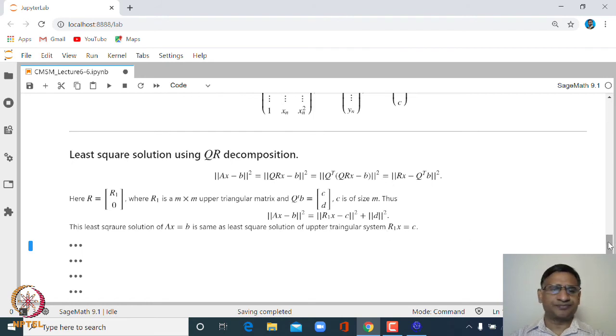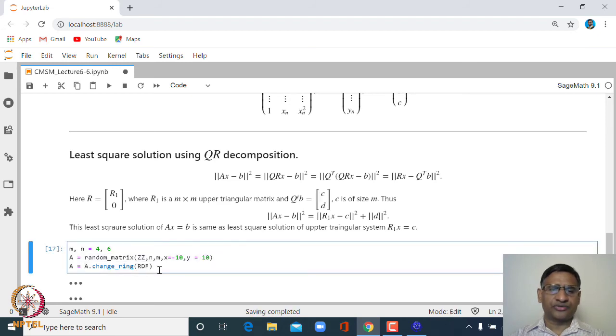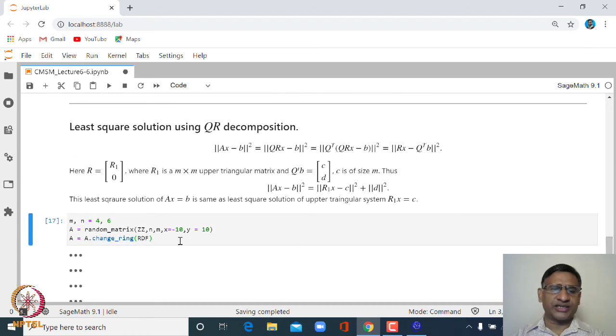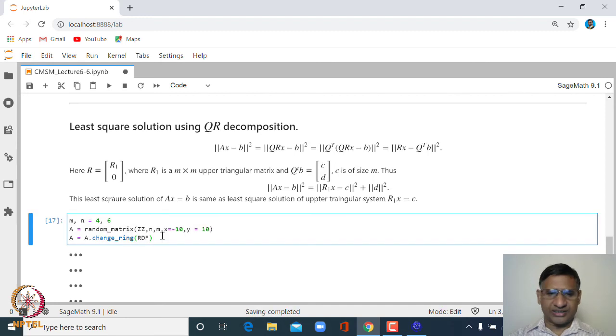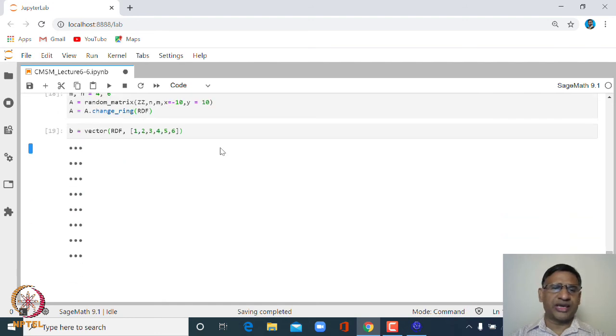So, let us see how we can solve this. Again, let us take a random 4 cross 6 matrix over the integers. Now, since we want to find the QR factorization, you may have to change the underlying domain from which the entries are taken. So, let us change this ring to RDF, that is the real double field, and then the vector b is again 1 2 3 4 5 6, and then what do we do?